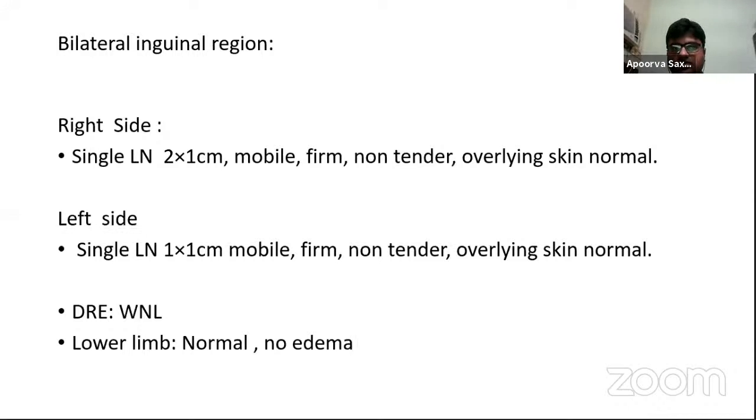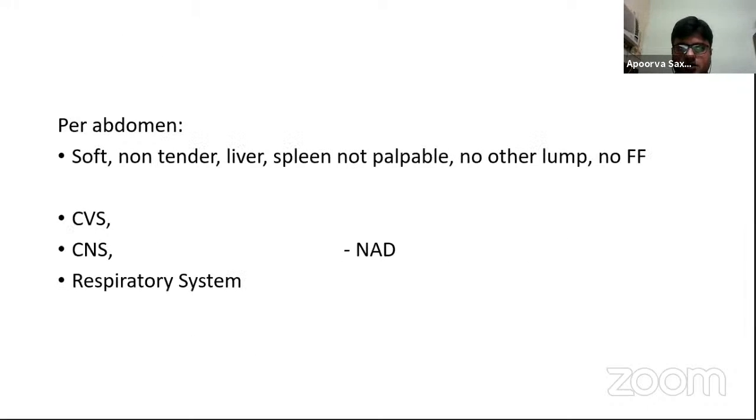So in bilateral inguinal region, right side, there was a single lymph node present of 2 by 1 centimeter, mobile, firm, non-tender, and overlying skin was normal. And on the left side, single lymph node, 1 by 1 centimeter, mobile, firm, non-tender, and overlying skin was normal. DRE was normal, lower limb was normal, inspection of lower limb was normal, and there was no edema present.